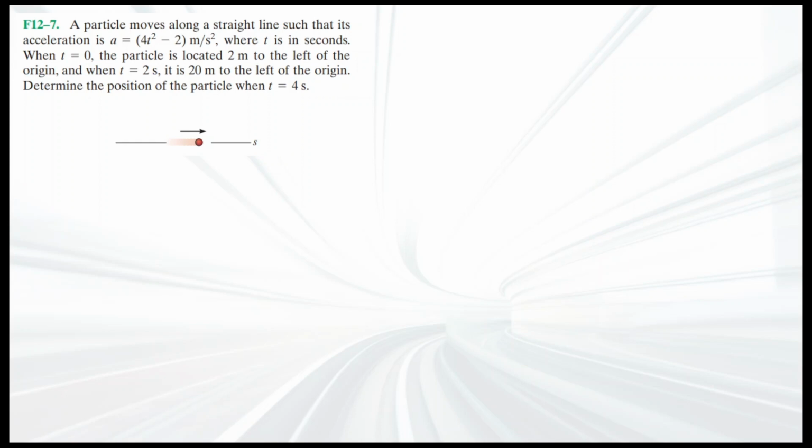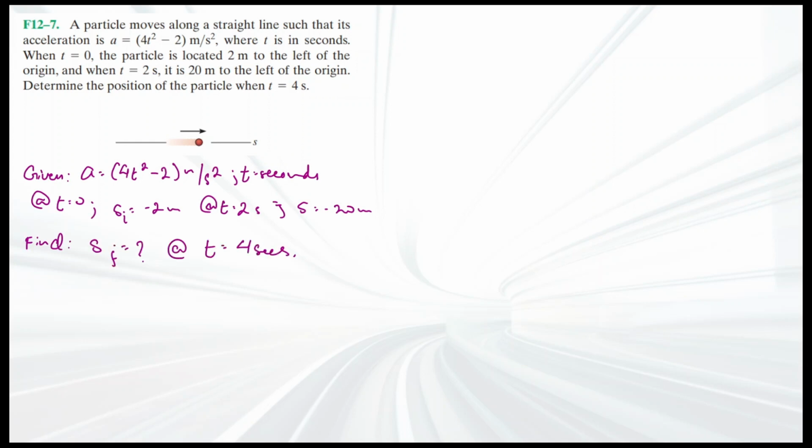The indication that the position is going to the left means our initial position at t equals 0 and position at 2 seconds are going to be negative 2 meters and negative 20 meters respectively. So let's just write them down. There we go. We're here to find the final position at t equals 4 seconds.